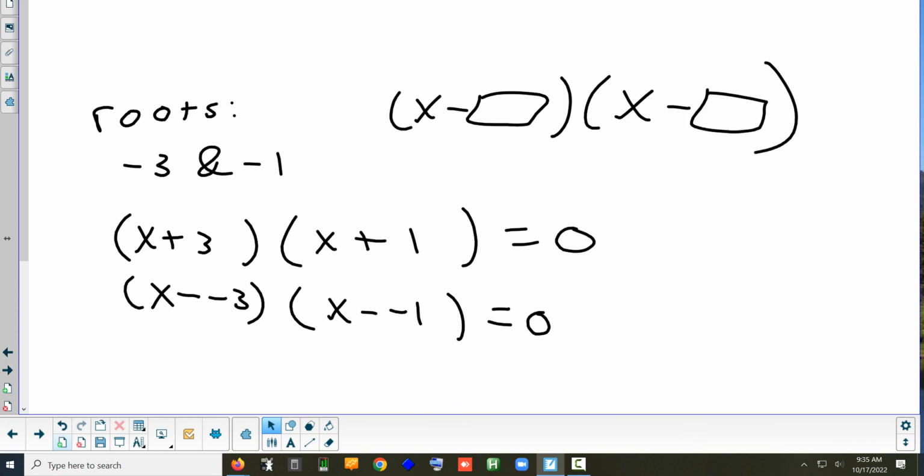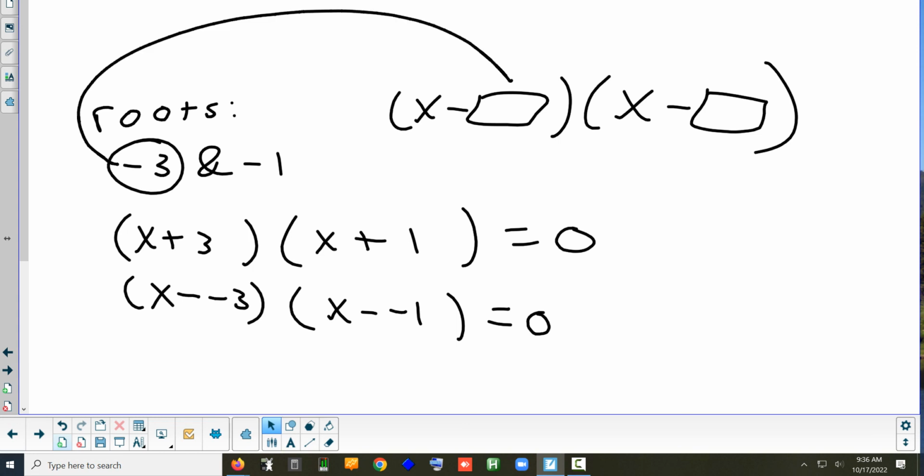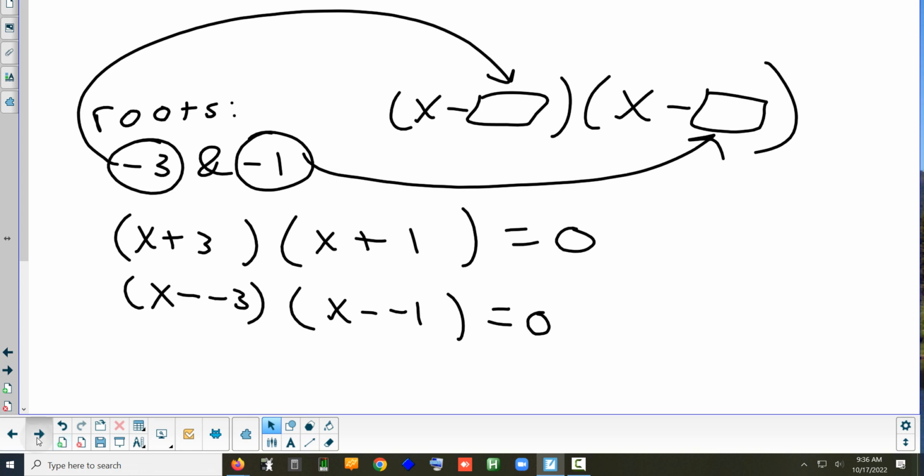If you know what the roots are to a problem, and you want to work backwards and get the factors, take each root and plug them into something that looks like this. X minus, and then put in the root. And then do the other one. X minus, and fill it in. So if you knew a number was a root, then x minus that number is a factor. That's important. So if you have a number that's a root, then x minus that number is a factor.